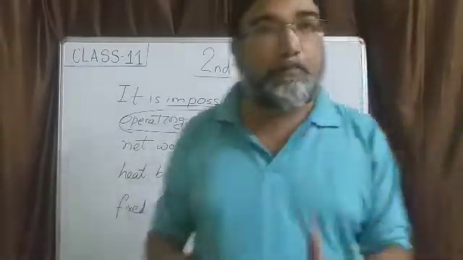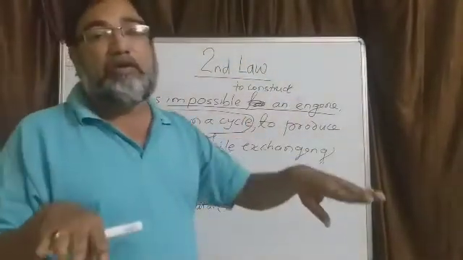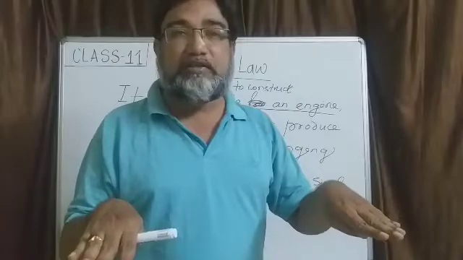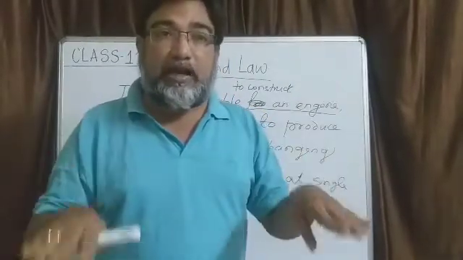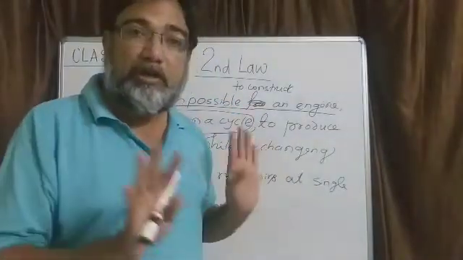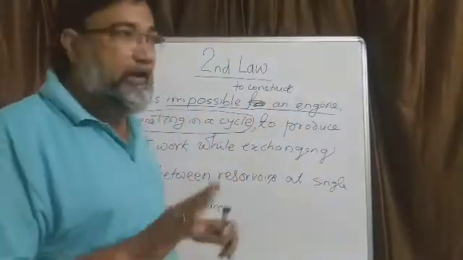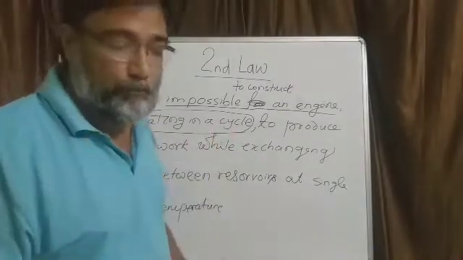Similarly, it is impossible to construct an engine to produce net work if it is exchanging heat between source and sink at the same temperature. That means if it is exchanging heat between source and sink at different temperatures, it is possible to produce net work. That's the meaning of it. And it will be more clear if I draw the schematic diagram now.